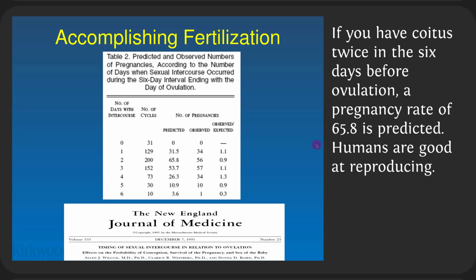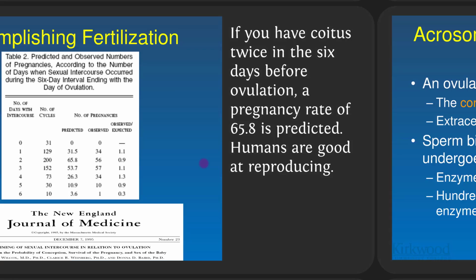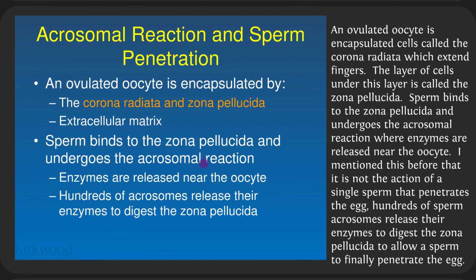I know why. If you have coitus twice or 3 times in the 6 days before ovulation, a pregnancy rate of 56 to 57% occurs. Predicted rates are a little bit higher, but you're more than half as likely to have a pregnancy if you have sex twice during the 6 days before ovulation. Humans are good at reproducing.